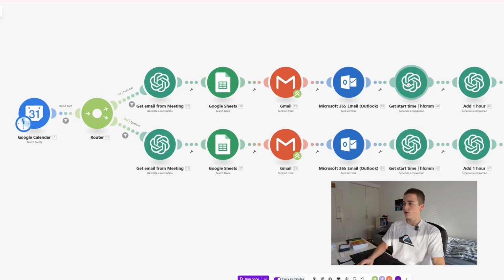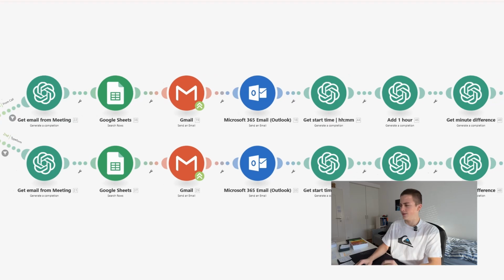Then it gets the start time of the call, then it adds an hour because of the time zone difference, and then it gets the minute difference between now and the start time of the meeting, so it can say, hey, I'm just calling to remind you of your meeting with Prompt Call AI in 17 minutes.